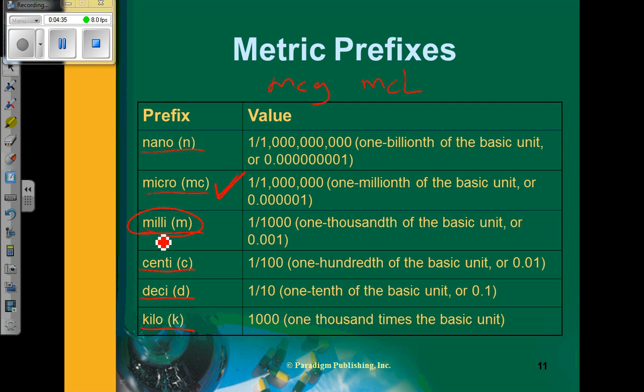Milli, it's going to be 1/1,000th. So depending on if it's liters, it'd be milliliters. If it's grams, it might be milligrams. Okay. Centi, of course, is 1/100th of the basic unit. Deci, of course, is going to be 1/10th of the basic unit. Sometimes we'll talk about the centi and the deci, and the kilo, of course, is 1,000 times the basic unit. And we'll actually go over these on the next few slides as we're going through problems.